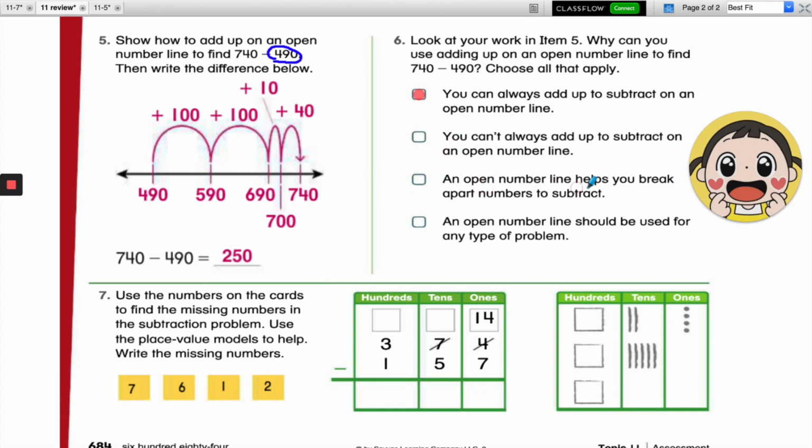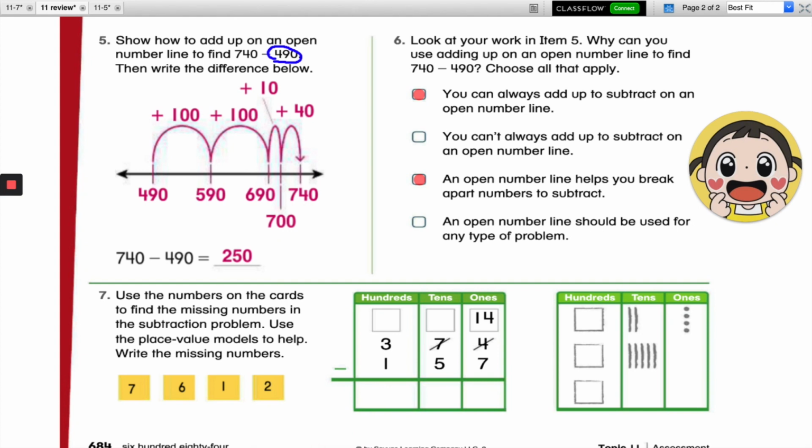An open number line helps you break apart numbers to subtract. An open number line should be used for any type of problem. So an open number line helps you break apart numbers to subtract, and that's what we did here. We broke apart these numbers.